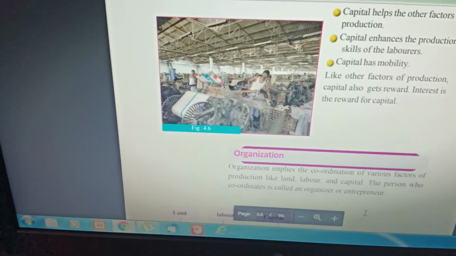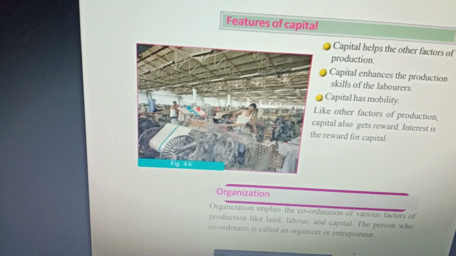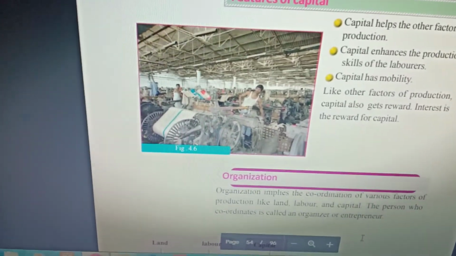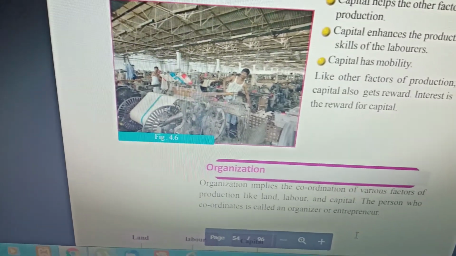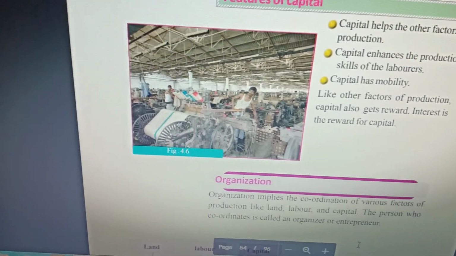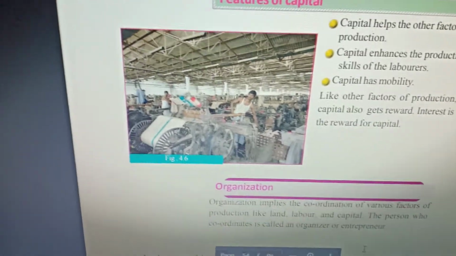Then the third point is that capital has mobility. Mobility means movable. Capital is movable. For all factors of production there will be rewards. Like that, capital also gets a reward. What is the reward that capital gets? It is interest.